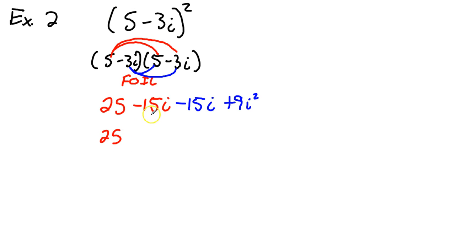Again, first term's good. You've got negative 15, makes a negative 30. And where you have the i squared term, again, take out the i squared and replace it with negative 1. So that's 9 times negative 1, which will make it a negative 9. So then you have your 25 minus 9, so that'll make that 16, and then minus 30i.